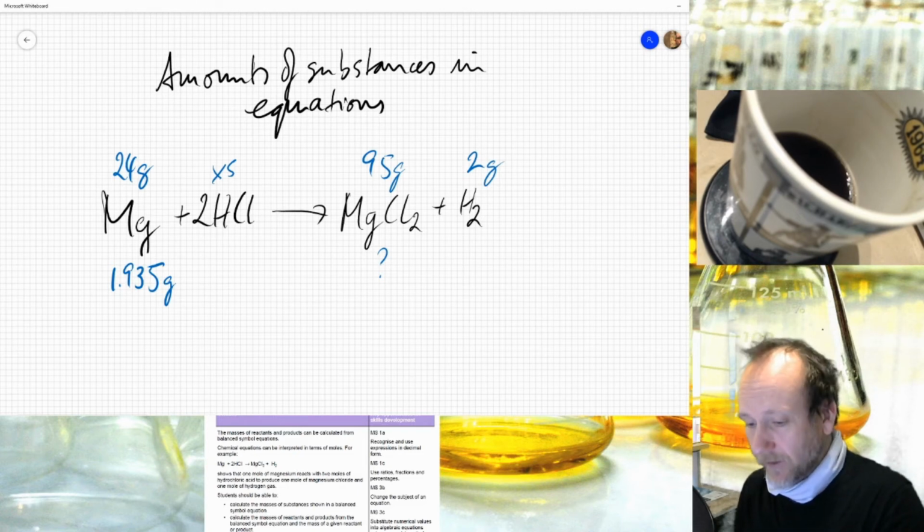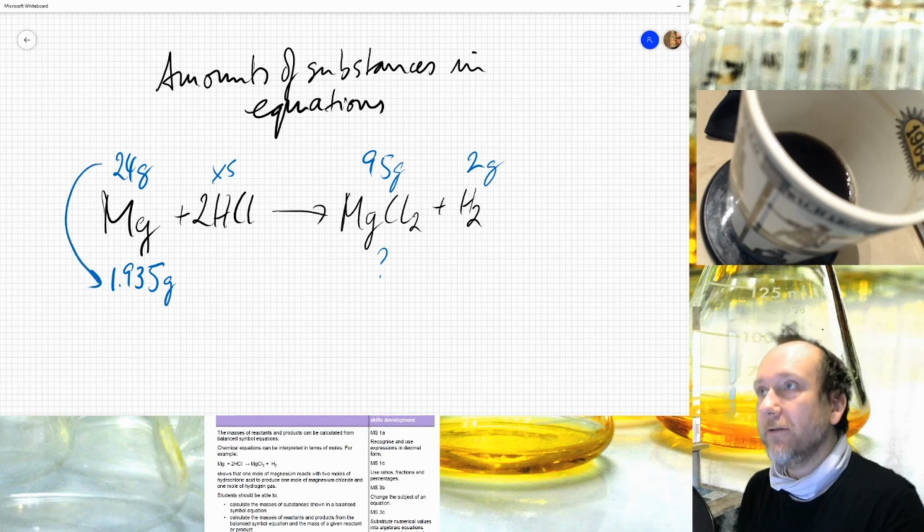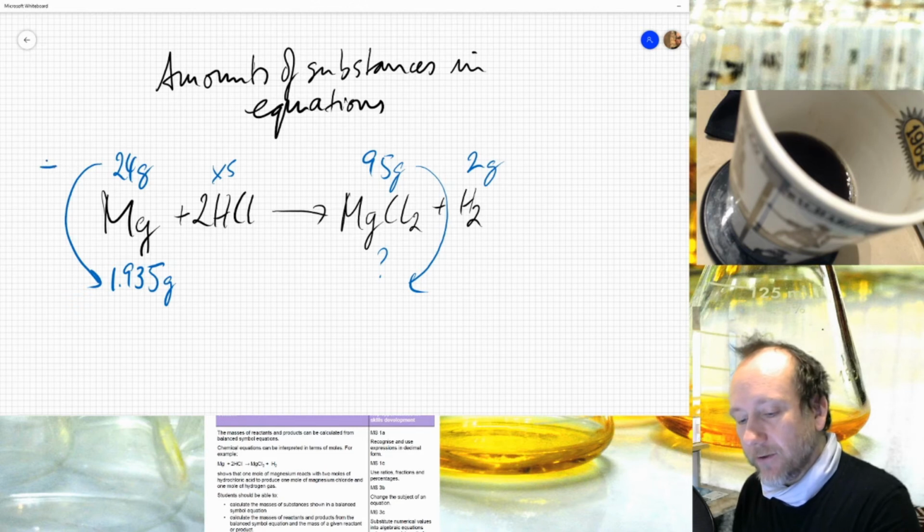So all you've got to do is figure out how to get from 24 grams to 1.935, and then do the same thing on the other side. So this is a foolproof way of doing it. You divide it by the number that you've got to get you to 1, and then you times it by the number that you want.